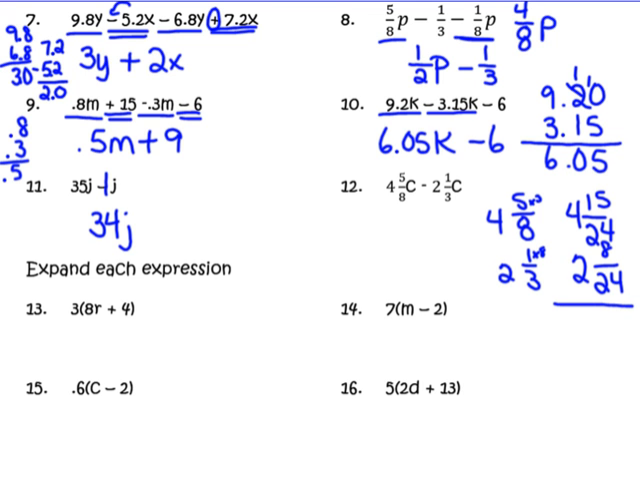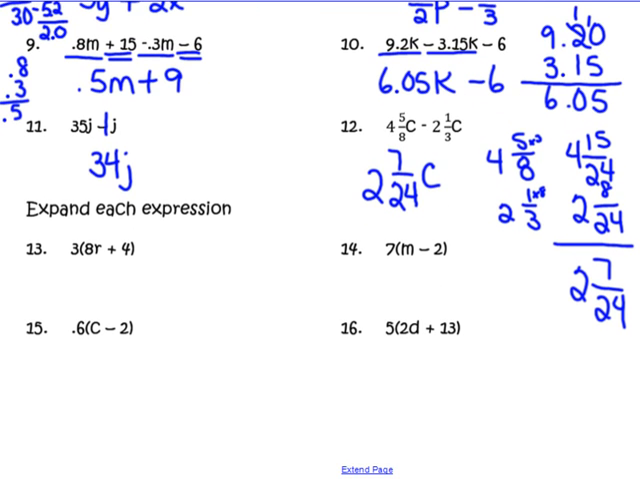So 4 and 15 24ths minus 2 and 8 24ths. 15 take away 8 is 7 24ths. 4 take away 2 is 2. And larger absolute value is the positive 4 and 5/8, so it is a positive answer. 2 and 7 24ths cannot be reduced. So 2 and 7 24ths C.